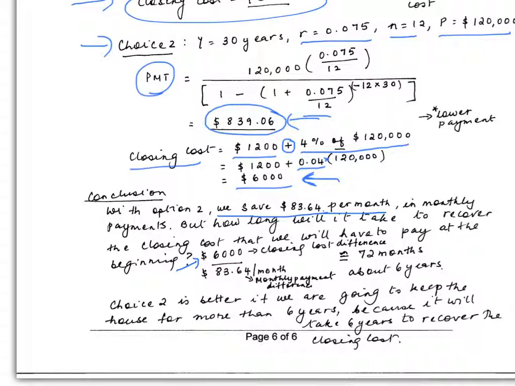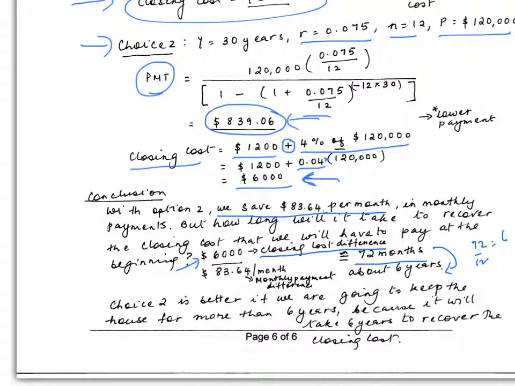So the number of months that we need to recover the closing costs would be the closing cost difference divided by monthly payment difference, which is about 72 months, which amounts to 6 years. So 72 divided by 12 equals 6. So that's how we get 6 years. So to recover the closing costs, we would take about 6 years if we went with the second choice. So lower monthly payment comes with a slight cost here of higher closing cost.